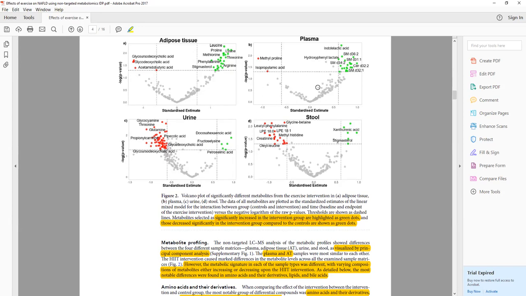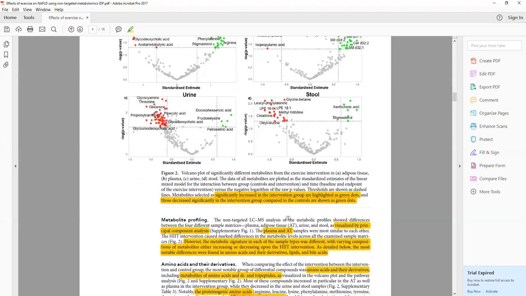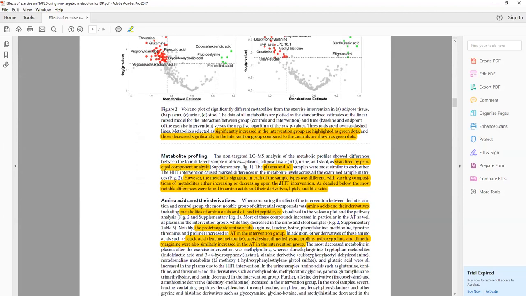Plasma is what you still need to live. Urine is what you're actually excreting. You don't want that. You want it out of your system. Stool is something that you totally do not need and that was transformed by the gut microbiome and all of those lovely things. Adipose is something that's permanently glued to you, except if you lose weight. Much difference. So they mention here, and they say it as if it's a bad thing.